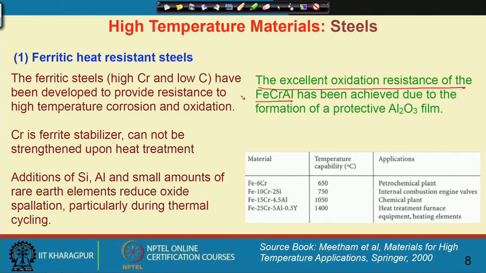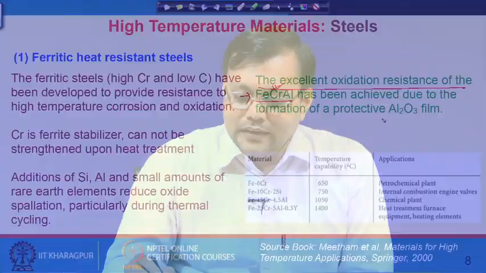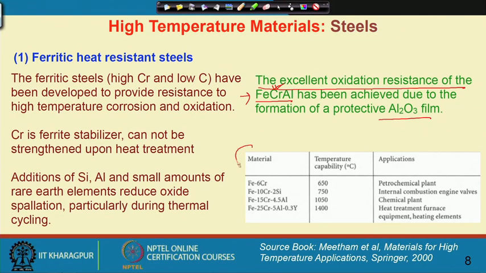This is also a ferritic heat resistant steel, because the chromium content is high and aluminum is added, so that we get an alumina scale on the surface, and this is the reason. Now, let us have a look at some of the very important ferritic heat resistant steels.